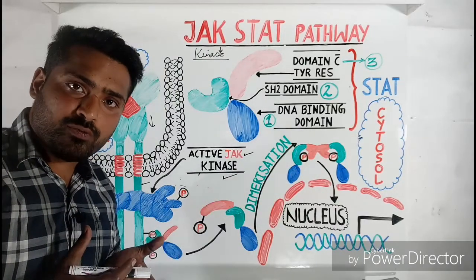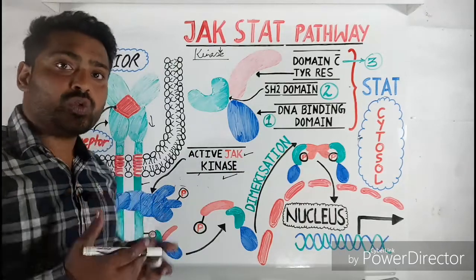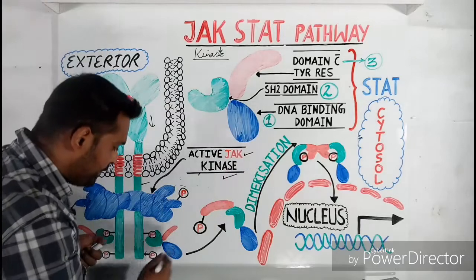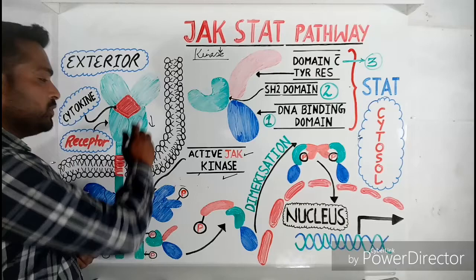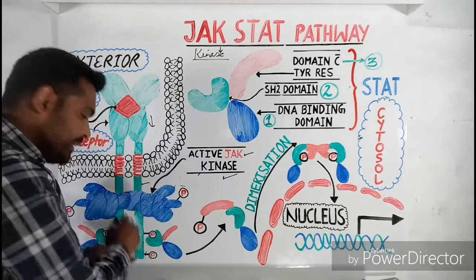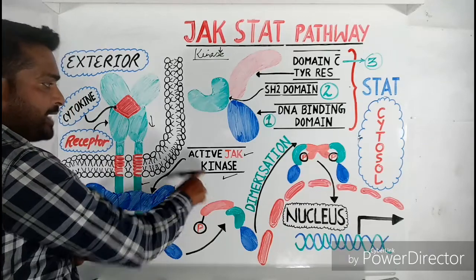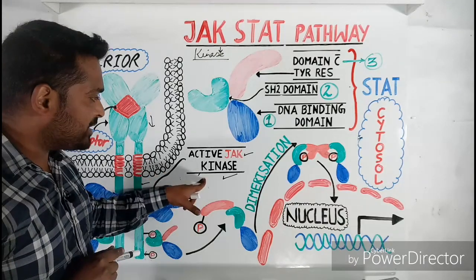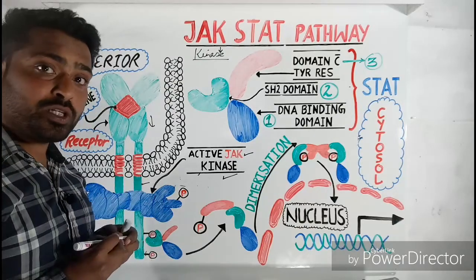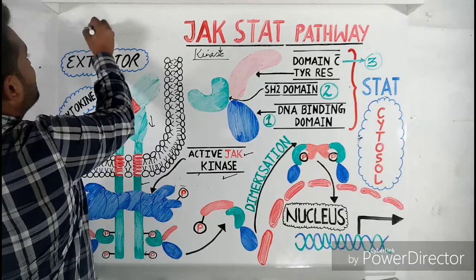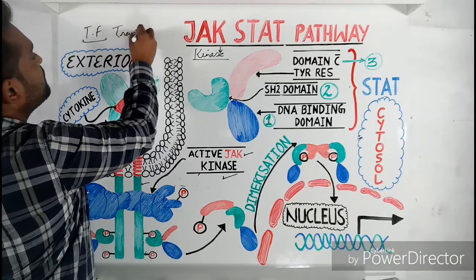So there are proteins which are present in the cytosol or the cytoplasm in inactive form. Those inactive proteins come and bind to these phosphorylated tyrosine residues on the cytosolic domain of the receptor. And when they are here, they are acted upon by this JAK kinase. After its action, those proteins become activated. And what is the function of those proteins? They act as transcriptional factors and help in the transcription of genes.